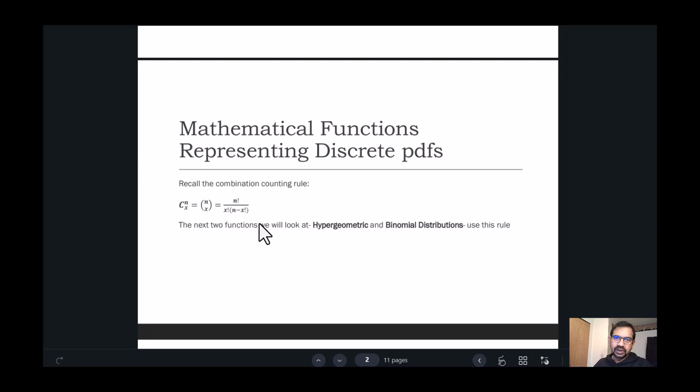Just to recall, remember that NCX gives us in how many ways we can draw a group of X from a set of N outcomes or N objects. It's given by N factorial divided by X factorial times N minus X factorial. And recall that N factorial is just N times N minus 1 times N minus 2 all the way to 1, the product of successively decreasing values from N onwards. We'll make use of this in the next two distribution functions.